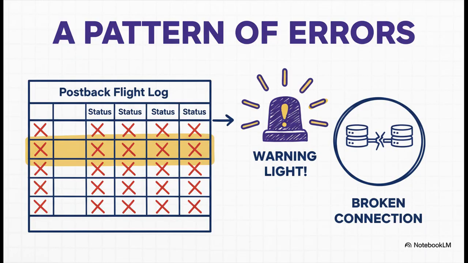Seeing a consistent pattern of errors isn't just a minor issue. It is a bright red warning light flashing on your dashboard. It's telling you there's a broken connection somewhere, and that could mean lost revenue or a really unhappy partner. It's your cue to investigate, and fast.